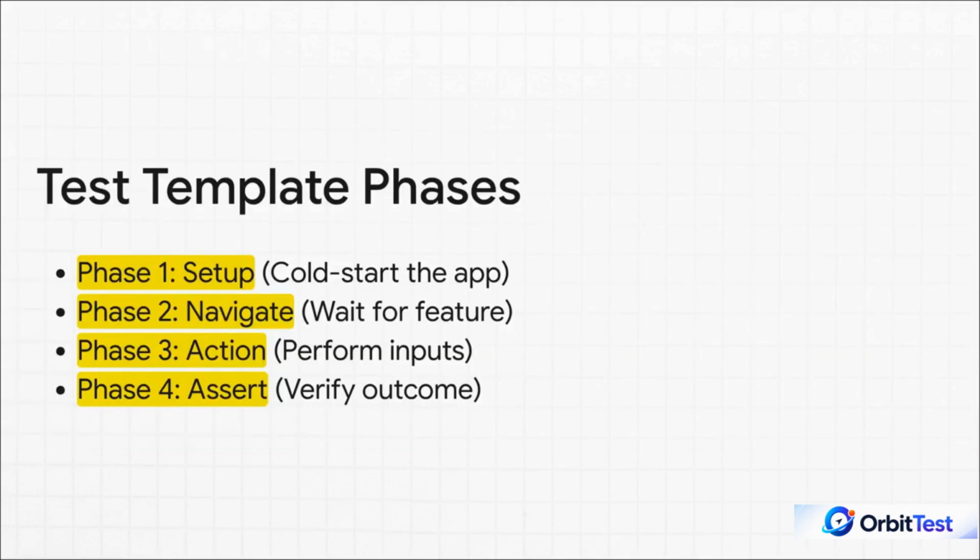To maintain consistency across your entire automation suite, the guide provides a professional test template that every single reliable script should follow. It's broken down into 4 strict phases. Phase 1 is Setup, where you cold start the app to a completely pristine state. Phase 2 is Navigate, where you wait for the specific screen you're testing to actually load. Phase 3 is Action, where you actually perform your inputs and interactions. And finally, Phase 4 is Assert, where you verify that what you expected to happen actually happened. Seriously, sticking strictly to this structure is going to save you hours of debugging later on.